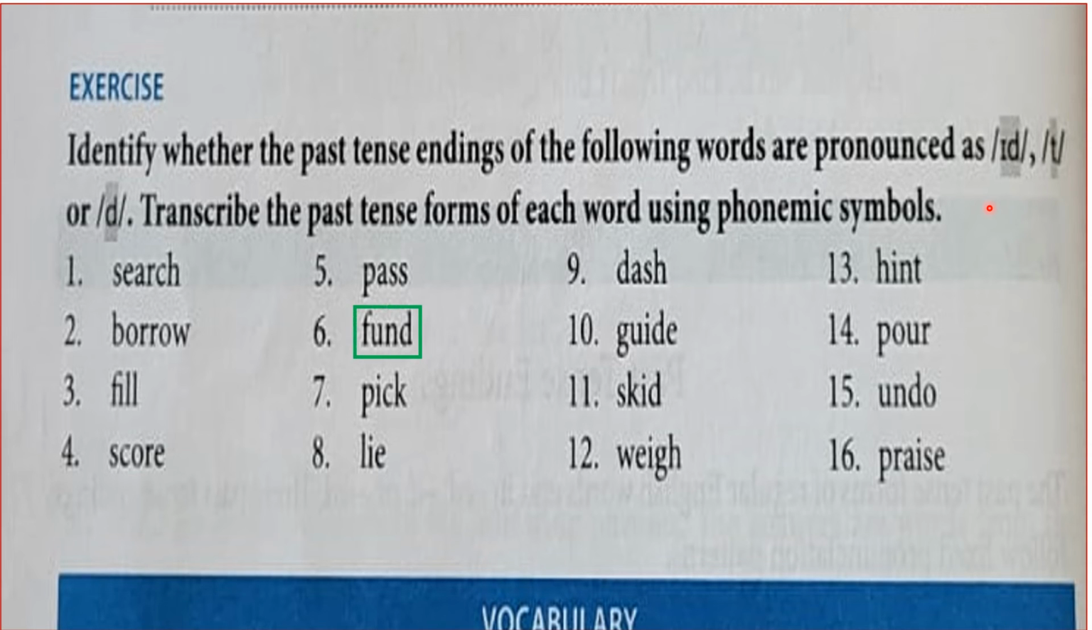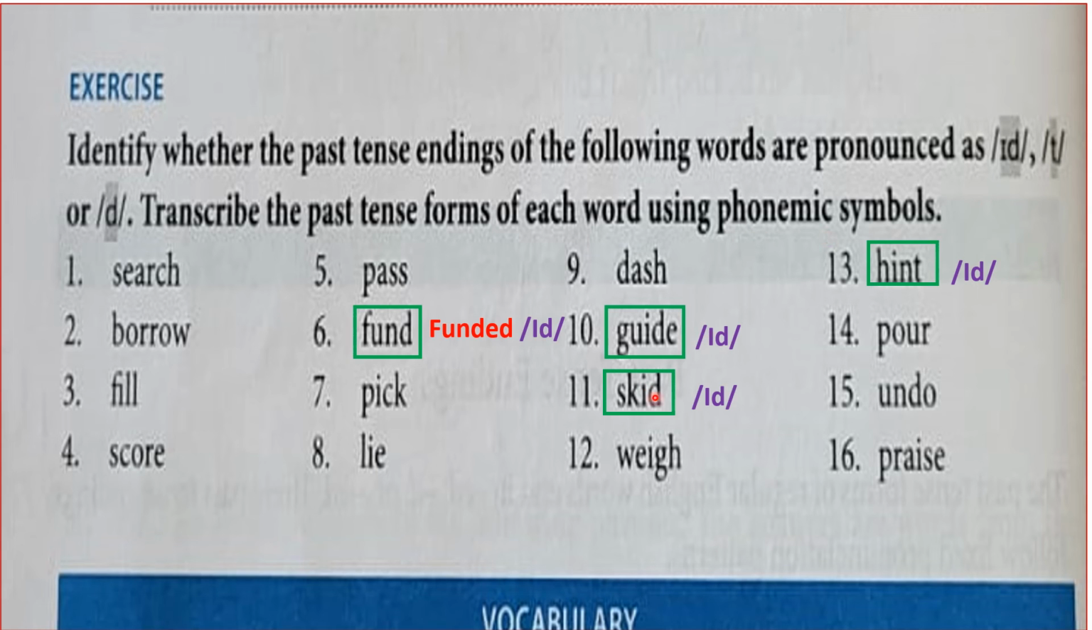So d and t sounds. Fund ends with d, guide ends with d, skid ends with d, and hint ends with the t sound. So what are the past tense endings? Funded, guided, skidded, hinted. Id is the phonetic symbol, students. They end with id. This is the first rule.